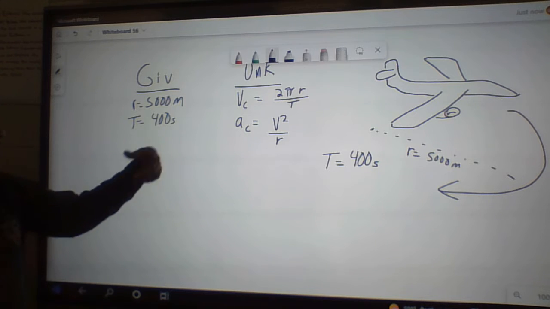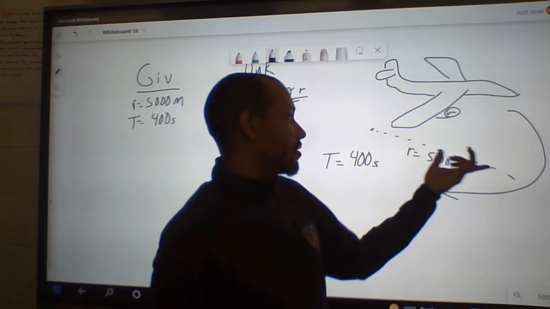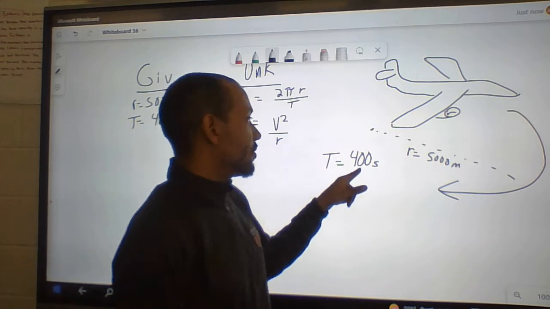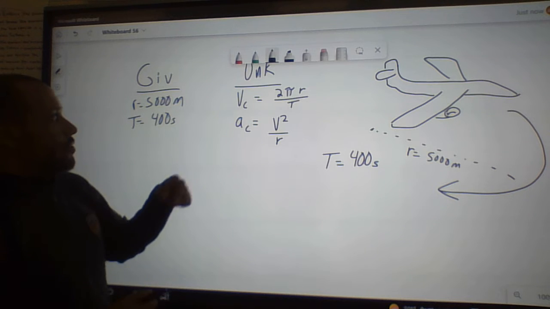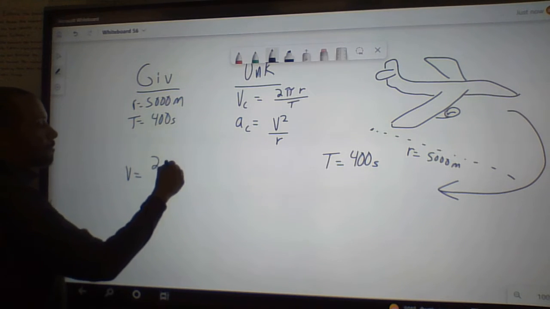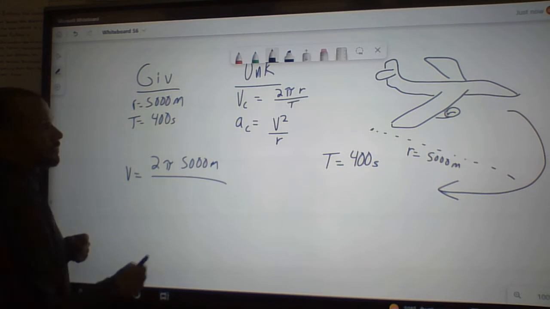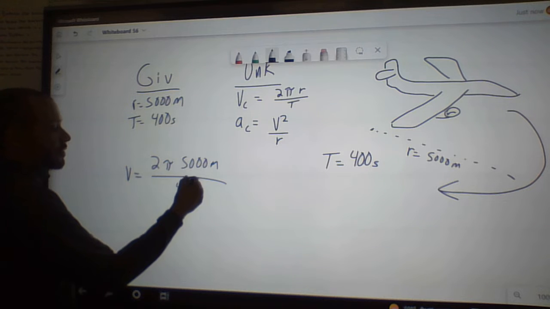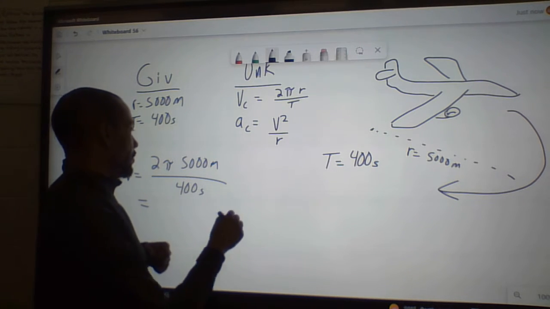Right. So first thing we'll do is we'll just pull out the information. We have some airplane, it's circling, it has a radius of 5,000 meters. It takes 400 seconds for it to complete one revolution. So now we'll just drop that into the equation. So we'll have v equals 2 pi times 5,000 meters over 400 seconds. And then put all this in.